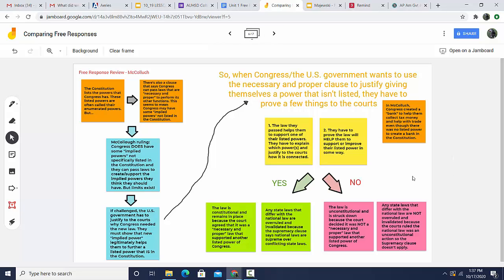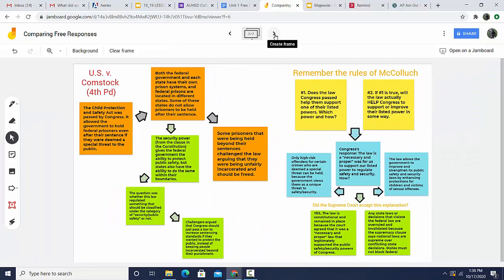And specifically, I want to draw your attention to this orange sticky note to the right here. Remember, in McCulloch, Congress created the bank, and it helped them to collect tax money. It helped them to trade. Even though there was no listed power to create a bank in the Constitution, right? They argued it helps us with some of our other listed powers. And that was accepted, right? Because they were able to connect it enough to the listed power. Okay, so let's compare that to this case, all right? Because it's the same as the other cases, it's just not using the commerce power. They linked this law to a different one of their listed powers.